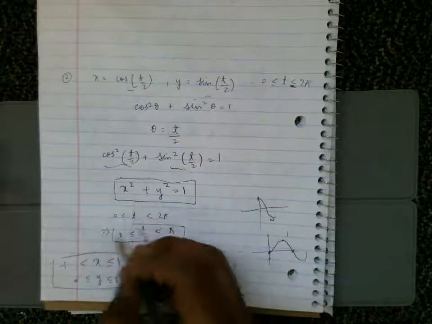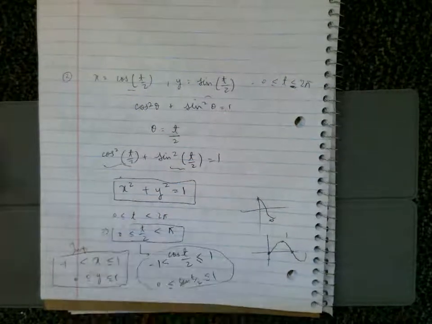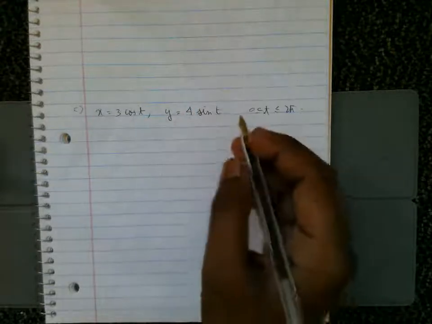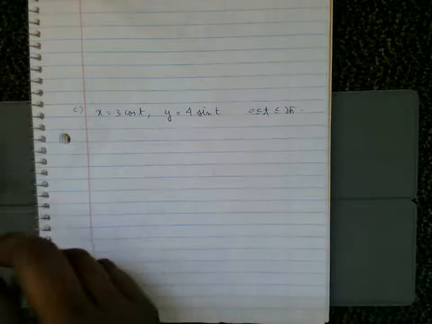So not only this, you also have to find this, which is important. Now let's look at another example. X is equal to 3 cos t and y is equal to 4 sin t, and t lies between 0 to 2 pi.